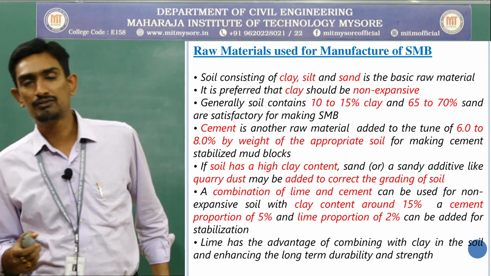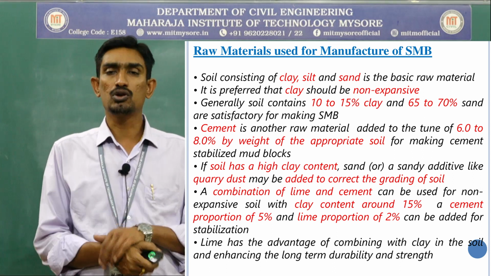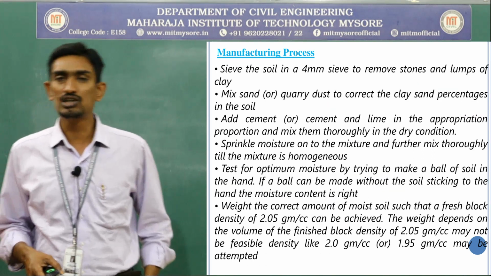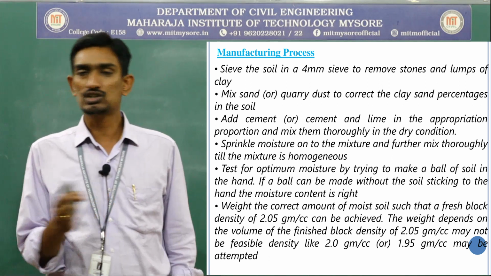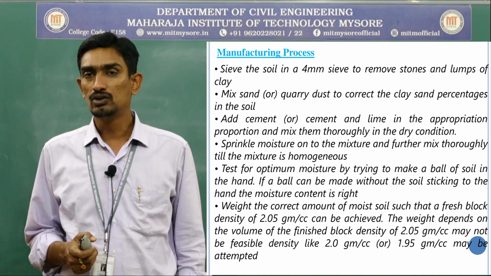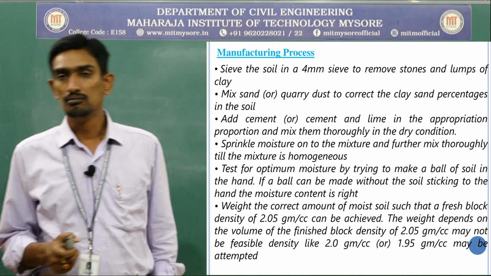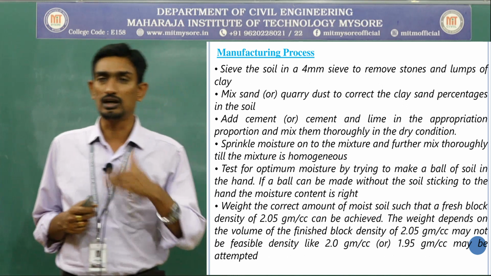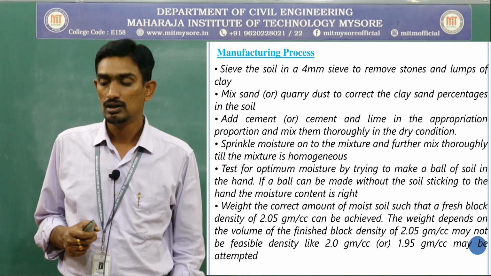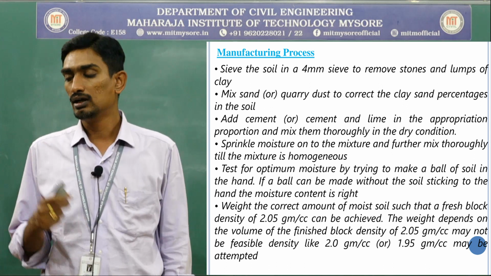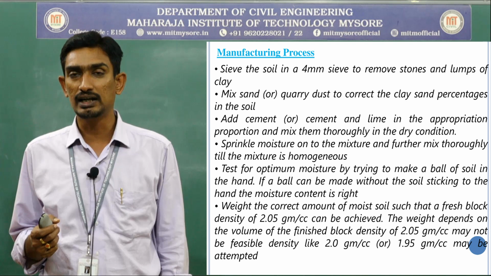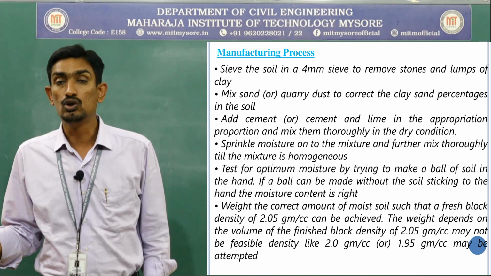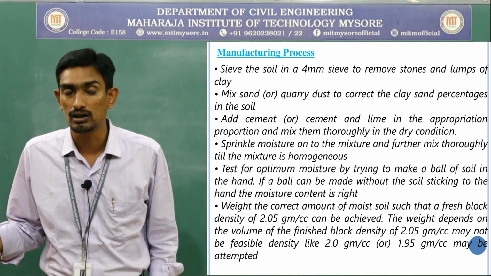Next, coming to the manufacturing process. Now we came to know the raw materials, now we will move on to the manufacturing process. First, sieve the soil in a 4 mm IS sieve. Why? To remove the stones and lumps of clay. Mix the sand or quarry dust with the soil. That means if it contains more clay, add sand or quarry dust. Add cement and lime in appropriate proportion, that is, additives, in order to do the chemical stabilization. And later on, don't add water, sprinkle the water.